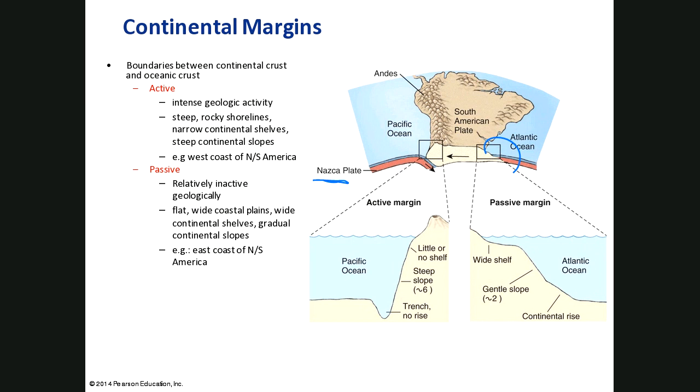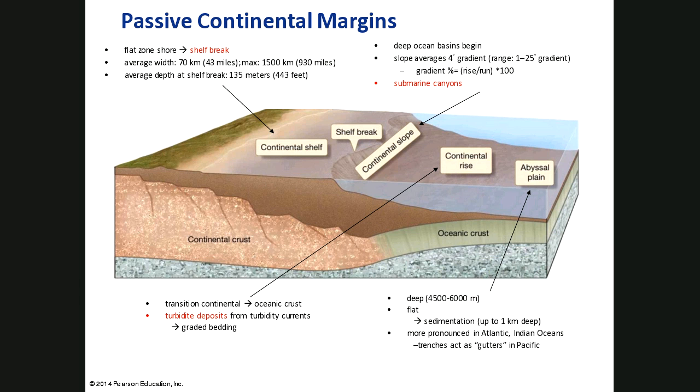Now, active margins and passive margins have all these features that I'm going to talk about here. But I want you to understand that the big difference between them is in the active margins, these features are much narrower. They're narrower, and in some cases, they don't exist. So that's why we call this a passive continental margin. But even active margins have a shelf and a shelf break and a slope.